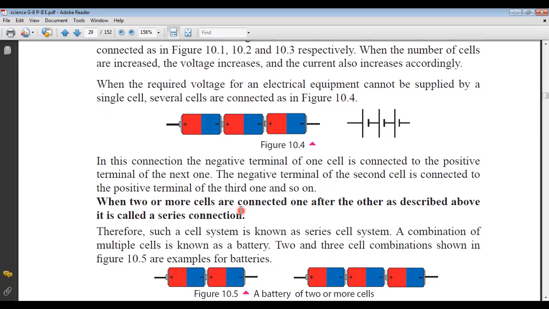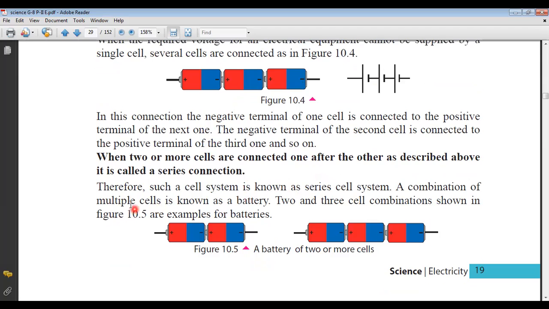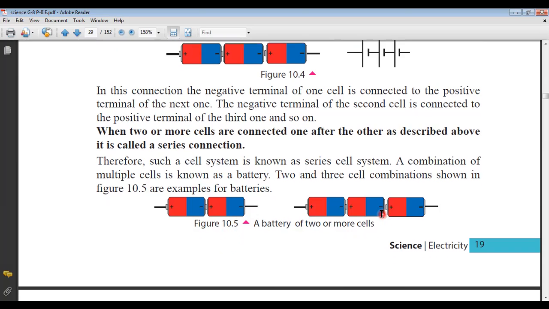When two or more cells are connected one after the other, as described above, it is called a series connection. Therefore, such a cell system is known as a series cell system. A combination of multiple cells is known as a battery. If it is a single one, then we call it a cell. The 2 and 3 cell combinations shown in figure 10.5 are examples of a battery.